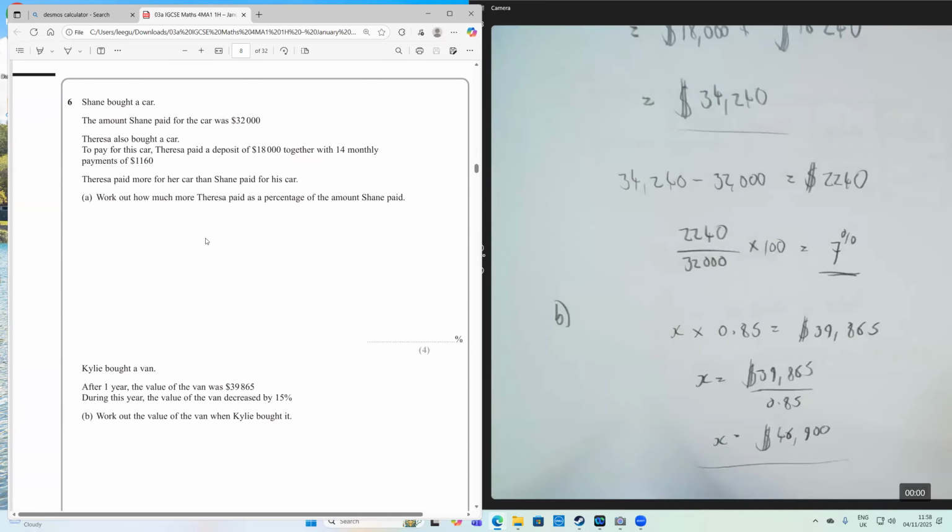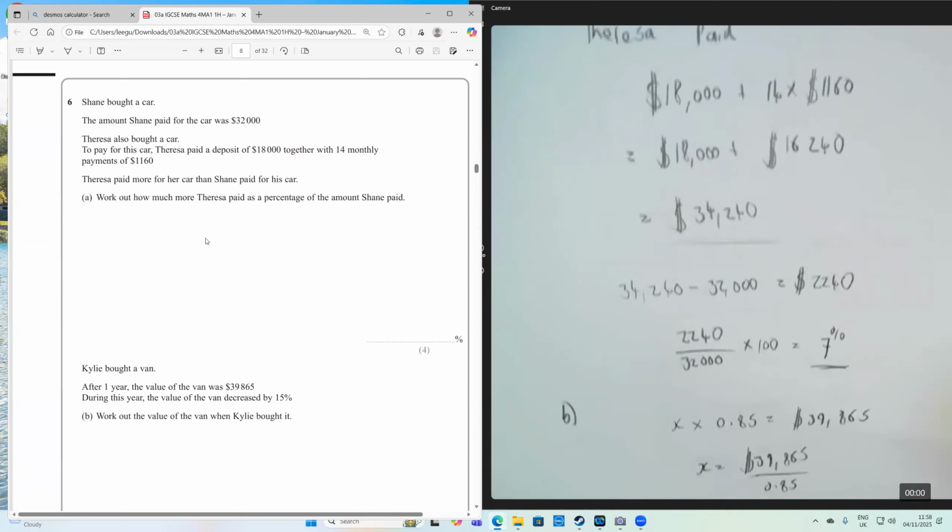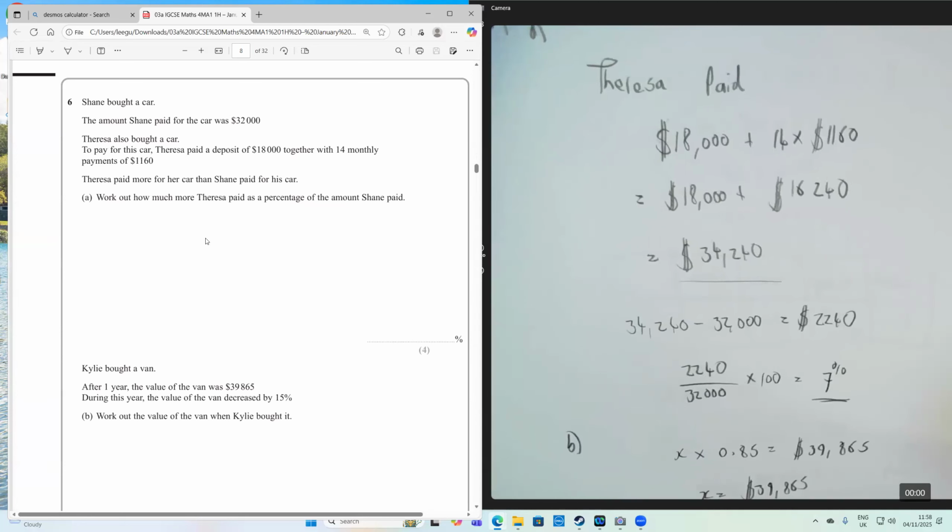Question 6. Shane bought a car. The amount that Shane paid for the car was $32,000. Teresa also bought a car. To pay for the car, Teresa paid a deposit of $18,000 together with 14 easy monthly payments of $1,160. Teresa paid more for her car than Shane paid for his car. Work out how much more Teresa paid as a percentage of the amount that Shane paid.